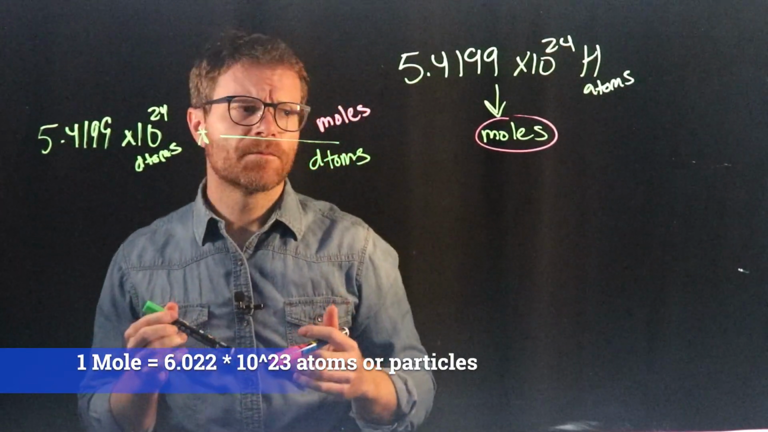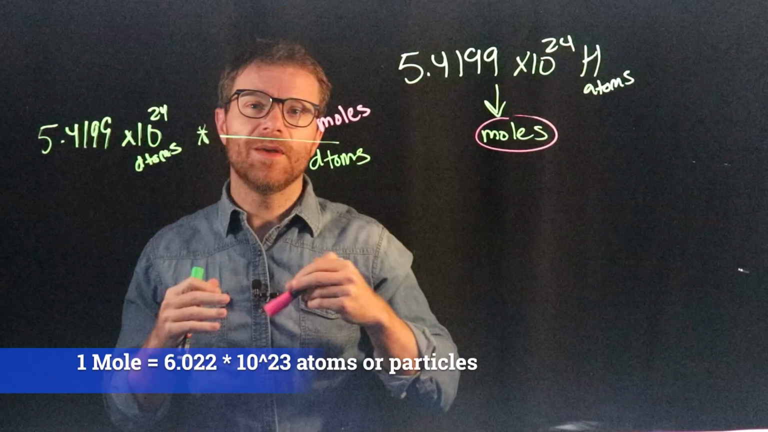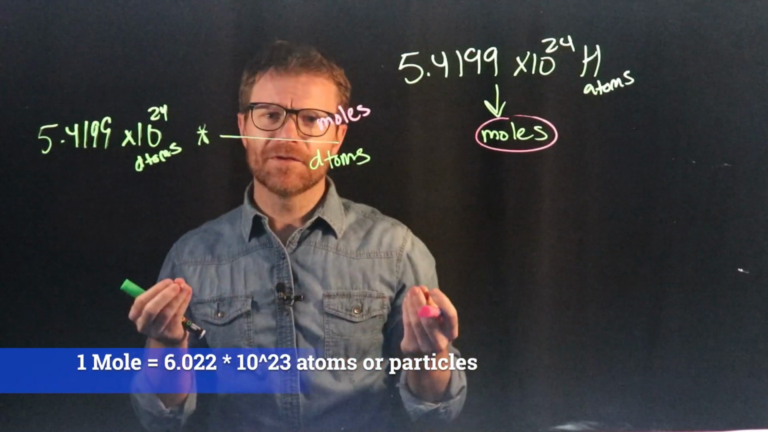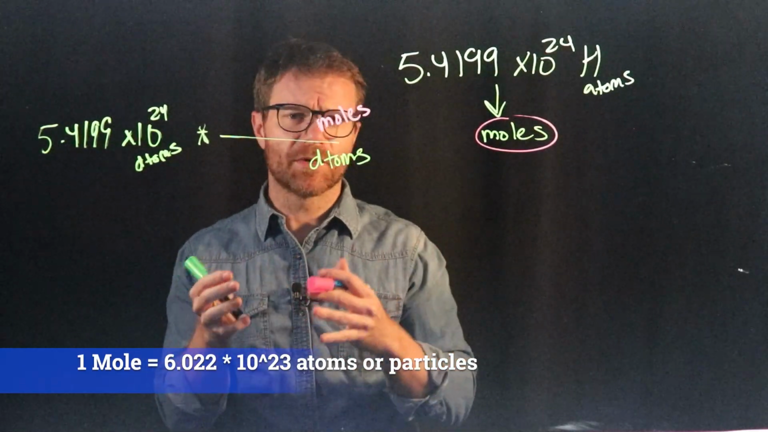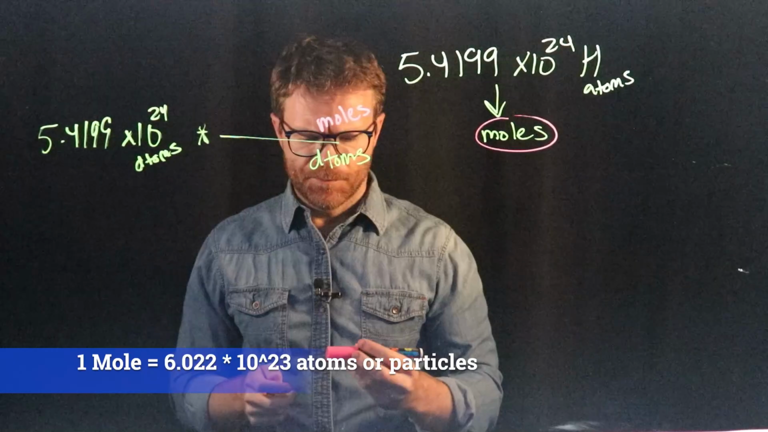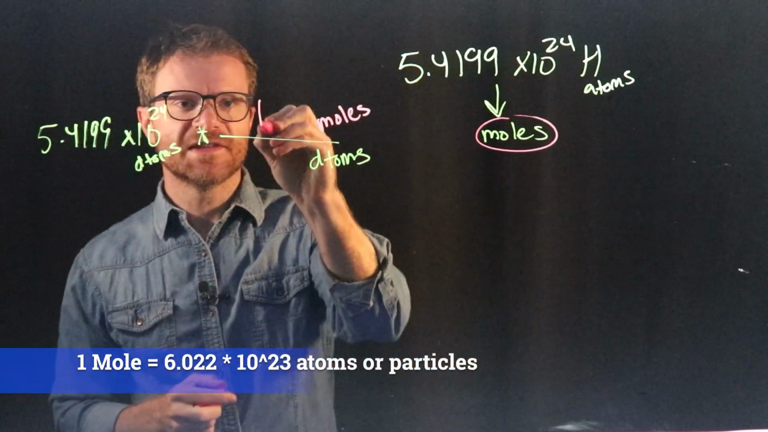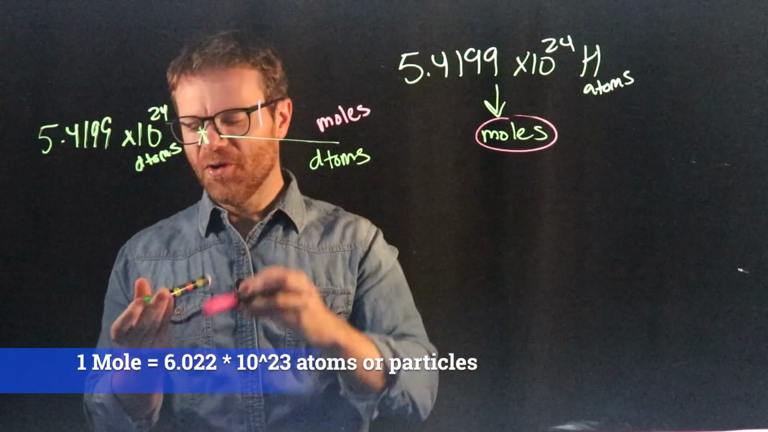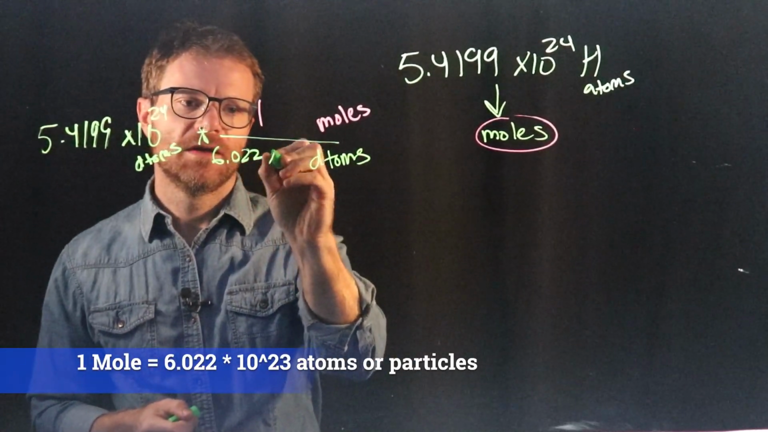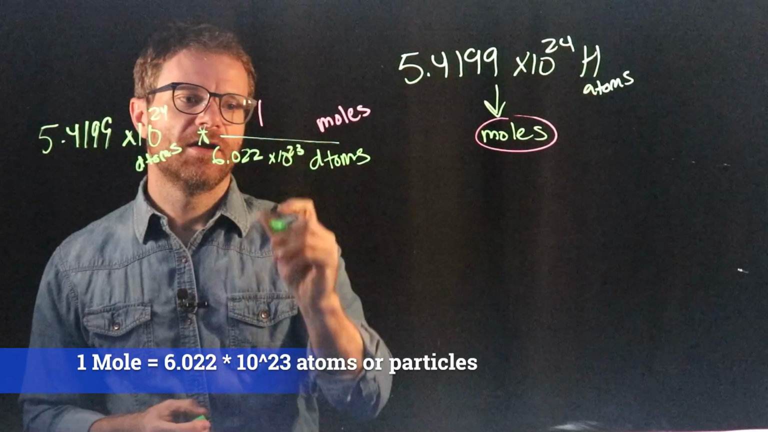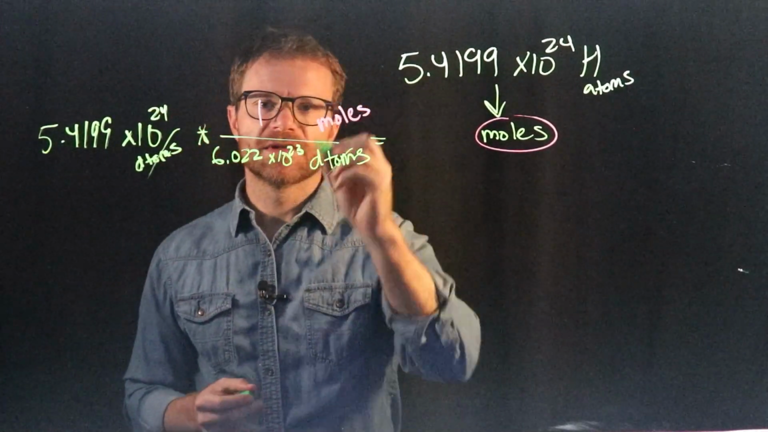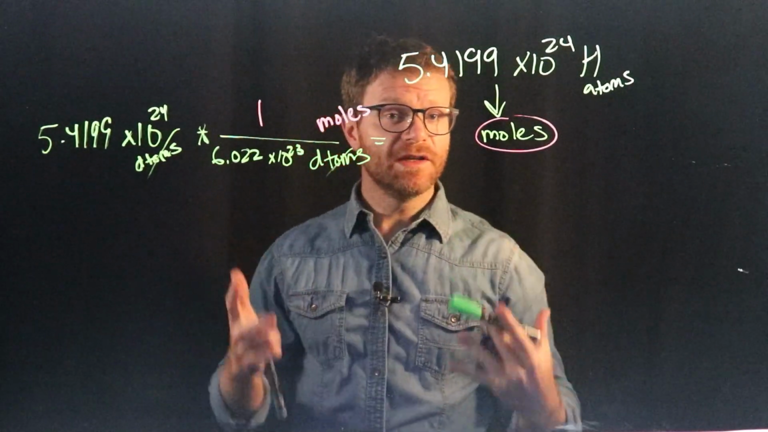Now, depending on your class, you may be asked to memorize Avogadro's number. Often you'll be given a reference sheet with Avogadro's number on it for tests and stuff, so you don't need to. That's up to your teacher. But I do have it memorized, obviously. And so for every 1 mole, that's 6.022 times 10 to the 23rd atoms. Okay. So now atoms is going to cancel with atoms, leaving moles. And now we just need to do the math.